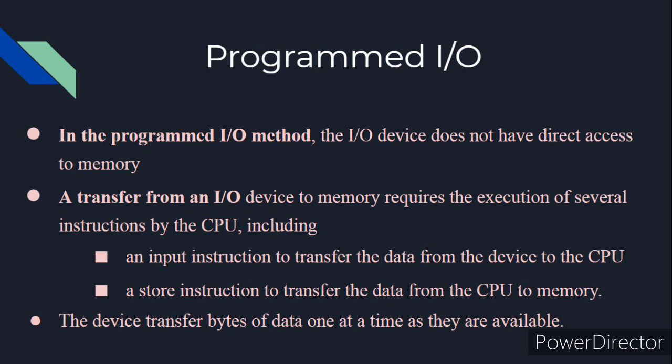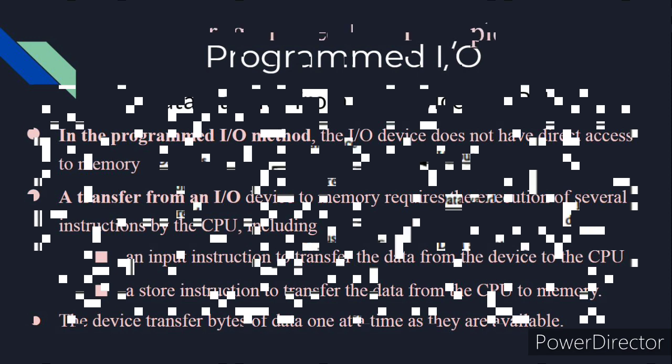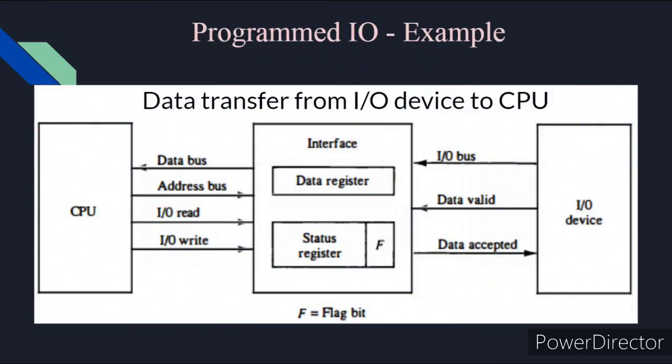A transfer from an I/O device to memory requires the execution of several instructions by the CPU, which includes an input instruction, which is used to transfer the data from the device to the CPU, and a store instruction, which is used to transfer the data from the CPU to memory. This picture shows a data transfer from I/O device to CPU through an interface.